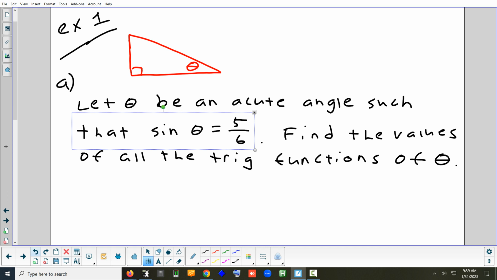Doesn't matter where you put theta. You could put it in the top. You could put it in the lower right. You're going to get the same answers when you go through.